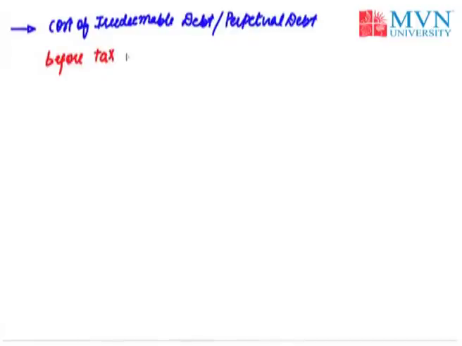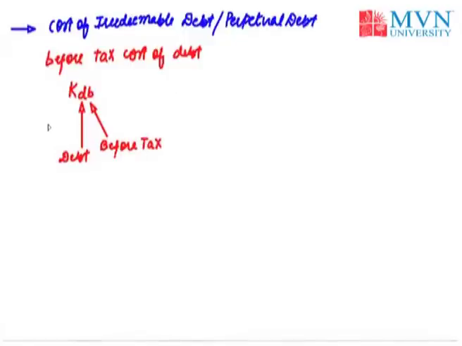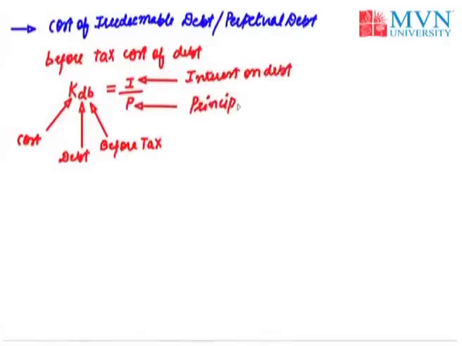So the formula to calculate before tax cost of debt is, I am denoting cost of debt by KDB, wherein D stands for debt, since we are calculating cost of debt, and B stands for before tax debt calculation, and here K is denoted as the cost. So KDB stands for cost of debt before tax. So the formula for the same is I divided by P, where I is interest on debt and P stands for principal.